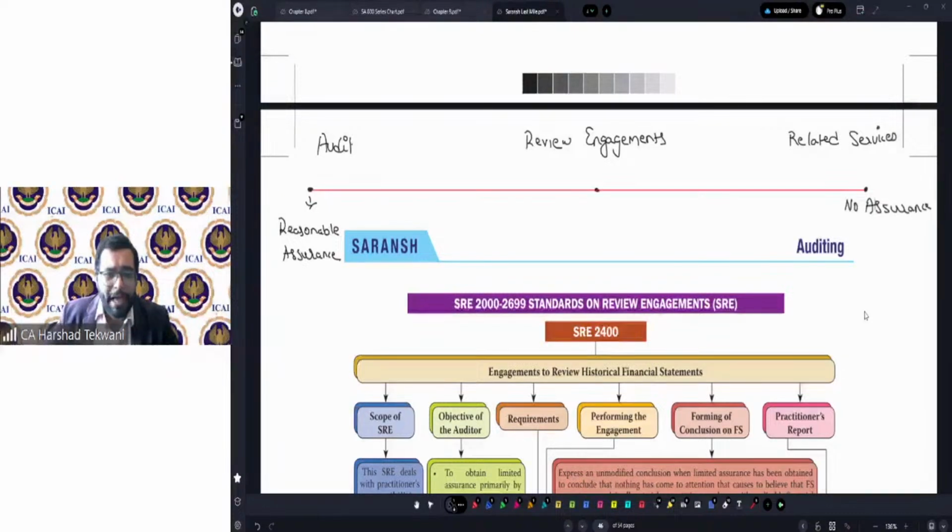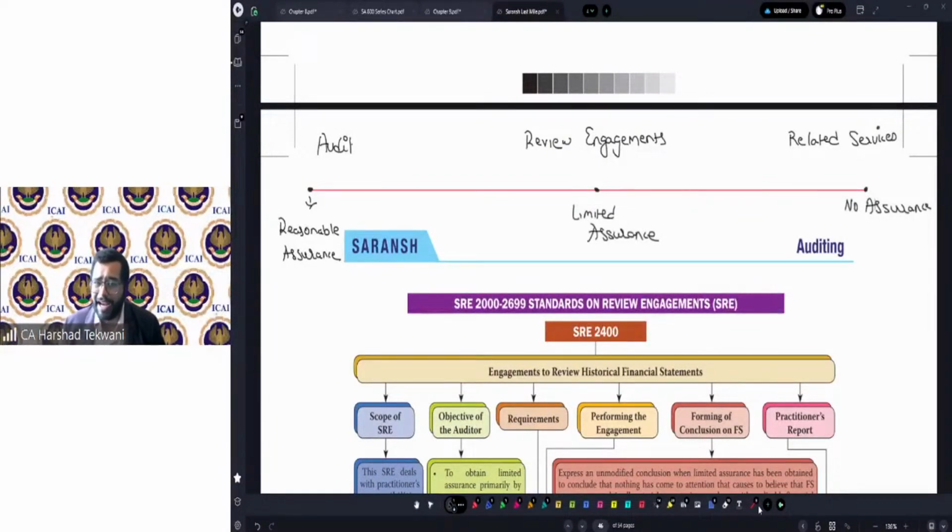When it comes to review engagement, this is limited assurance, which is between the reasonable and no assurance. That is not as much as a reasonable assurance, but some kind of assurance is being provided. On an assurance scale, review engagements are limited assurance engagements. So I am giving assurance, but limited, not like an audit. But I cannot say it's a zero assurance like a related service. So there is something, but limited assurance. Clear with me? Any doubts?